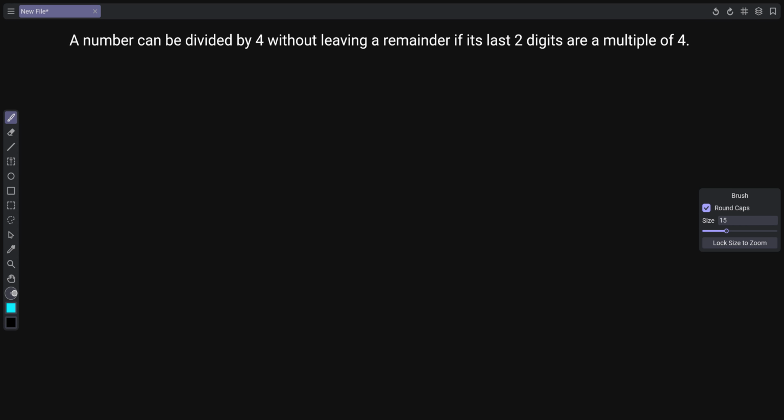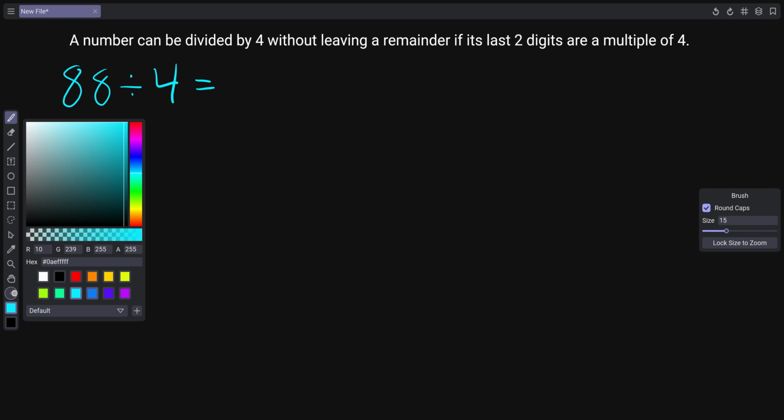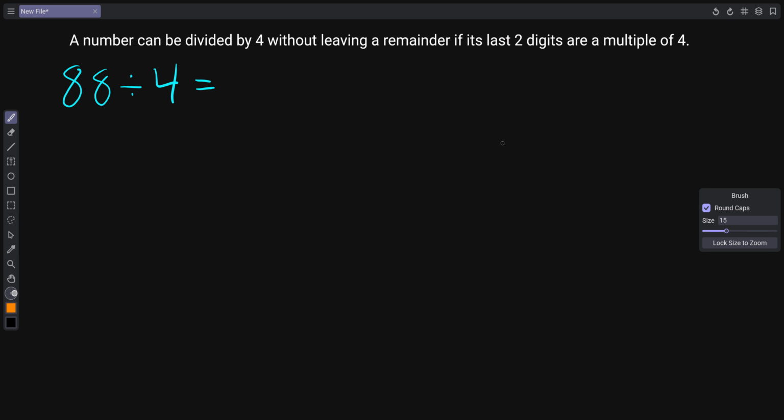And this might not seem too useful for two-digit numbers that have a higher value. So if we had something like 88, right, and we wanted to divide this by 4, we wanted to know if it would evenly divide. It might not seem that useful. And for this, I want to give a tip, and that would be to think in increments of 20.